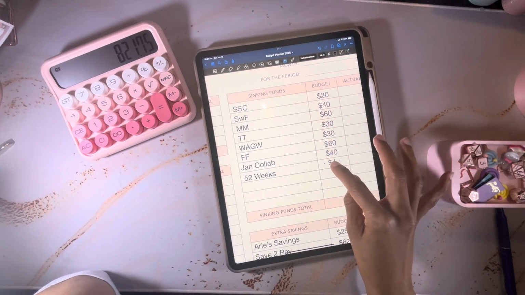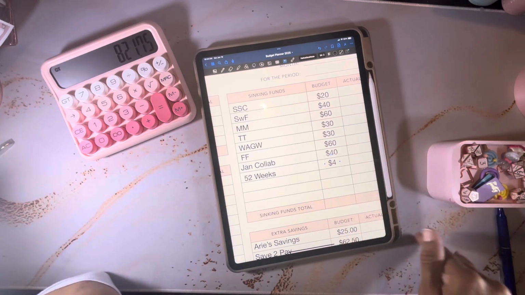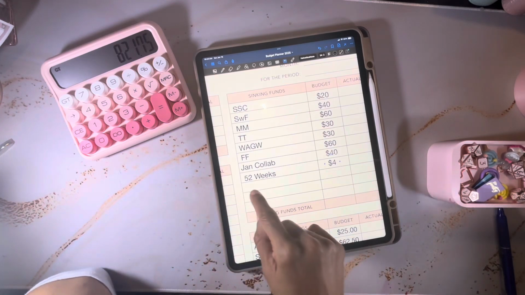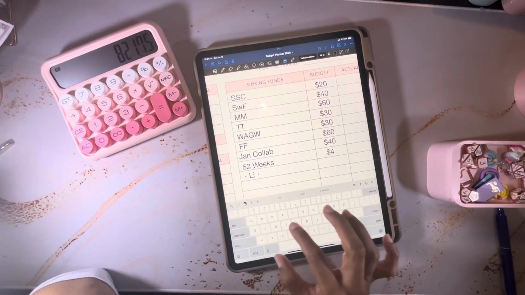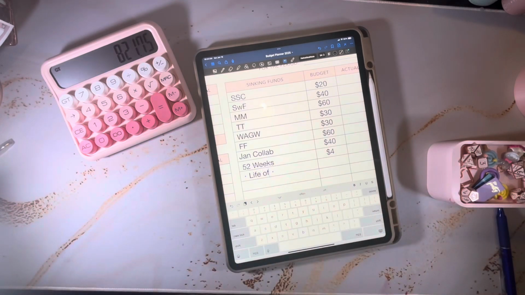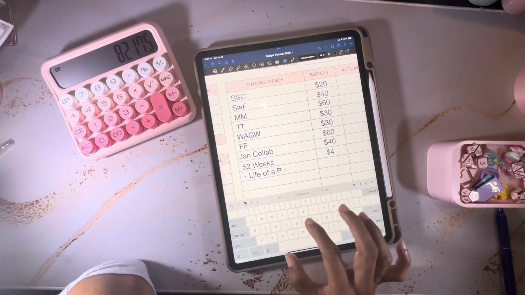How many weeks are in this month? I don't have my phone. So we're going to do $4. I think it's 4. If it's 5, I will correct it. Okay. And then next up, we're going to do Life of a Pig Savings Challenge.